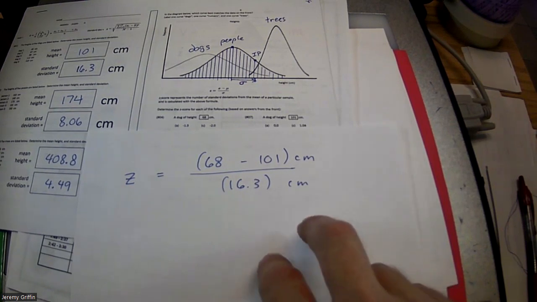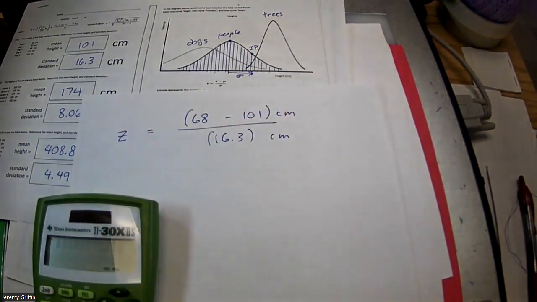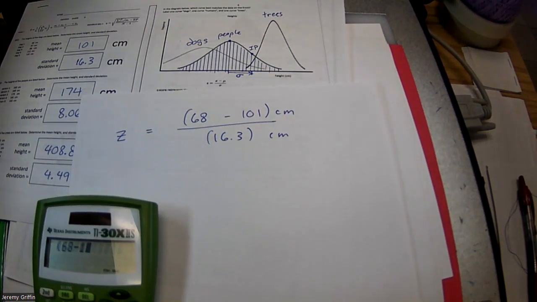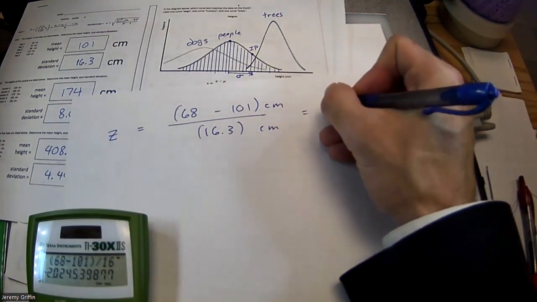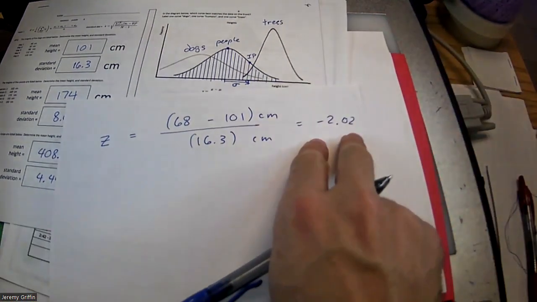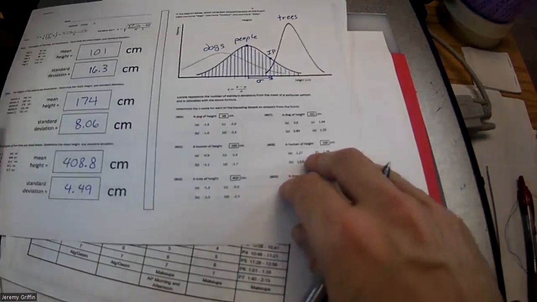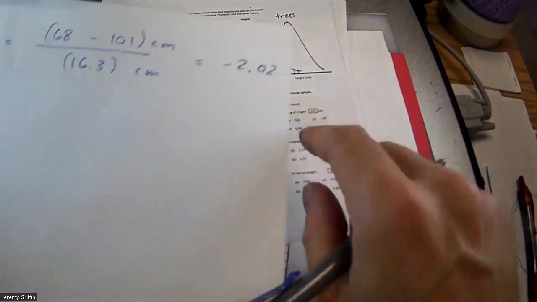All right. So how many standard deviations? I do see I have a short dog here. This dog is shorter than average. How much shorter than average? I'm about to find out. All right, so I'm getting negative 2.02. Ooh, so this dog is actually a pretty short dog. He's 2 standard deviations below the mean. So I've got a Z-score of -2 for that dog.